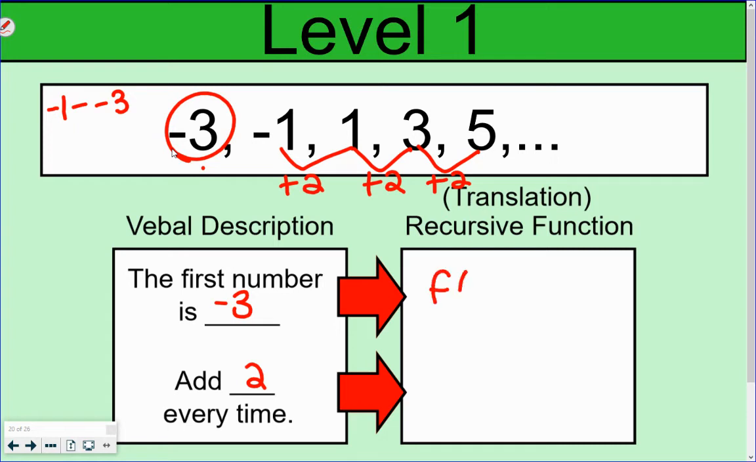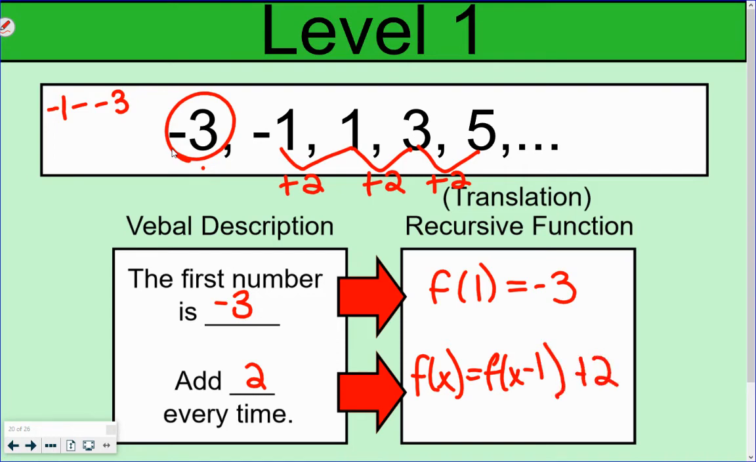So how do I write this first part? f of 1, that tells me I know my first term is -3. Where does my sequence start? It starts at -3. Now I'm going to say f of x equals f of x minus 1, and then it was adding 2. If I want a term, I take the 1 before it, and I add 2.